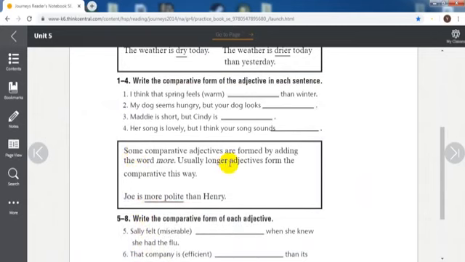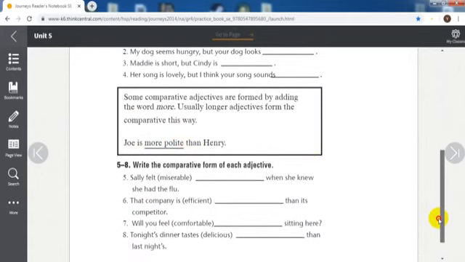Some comparative adjectives are formed by adding the word more. Usually longer adjectives form the comparative this way. Joe is more polite than Henry, right? So we used more instead of the er. Usually with longer words we do that. Sally felt miserable when she knew she had the flu. She felt what? More miserable when she knew she had the flu. Number 6. The company is efficient than its competitor. Or the company is more efficient than its competitor. Great job.